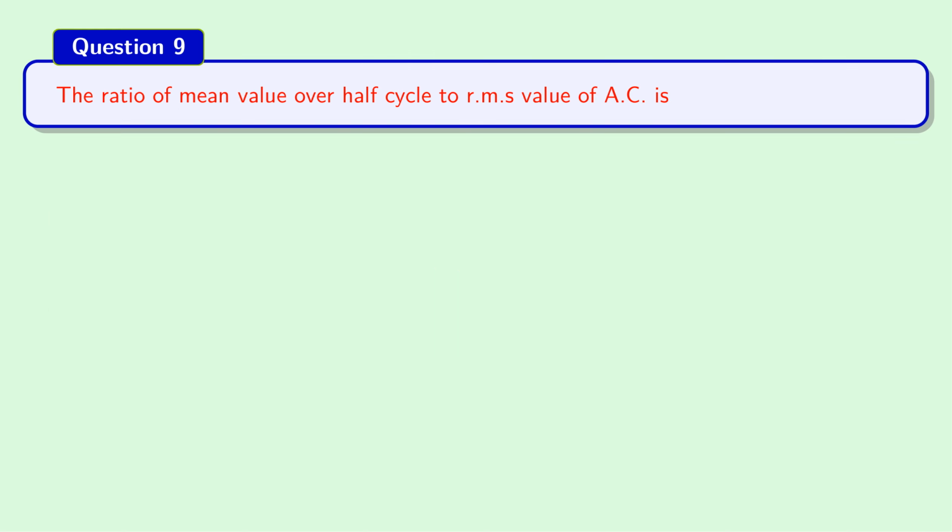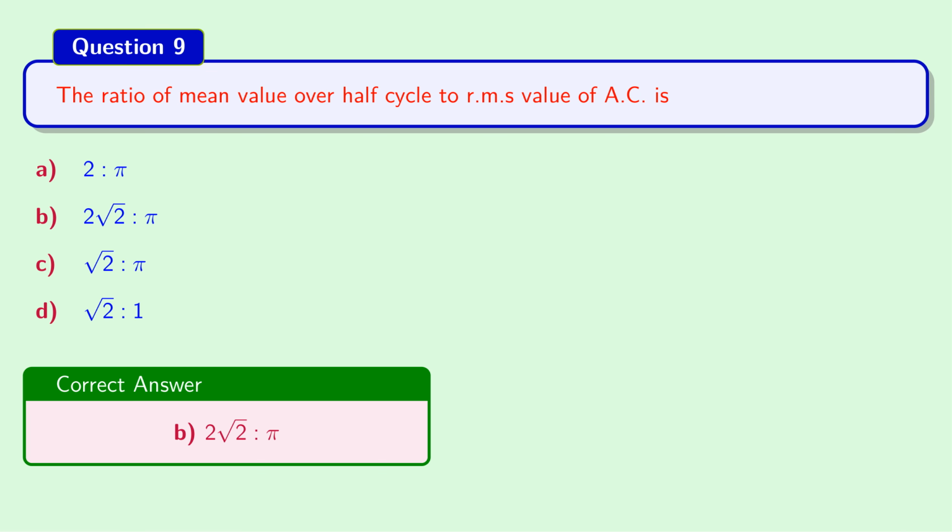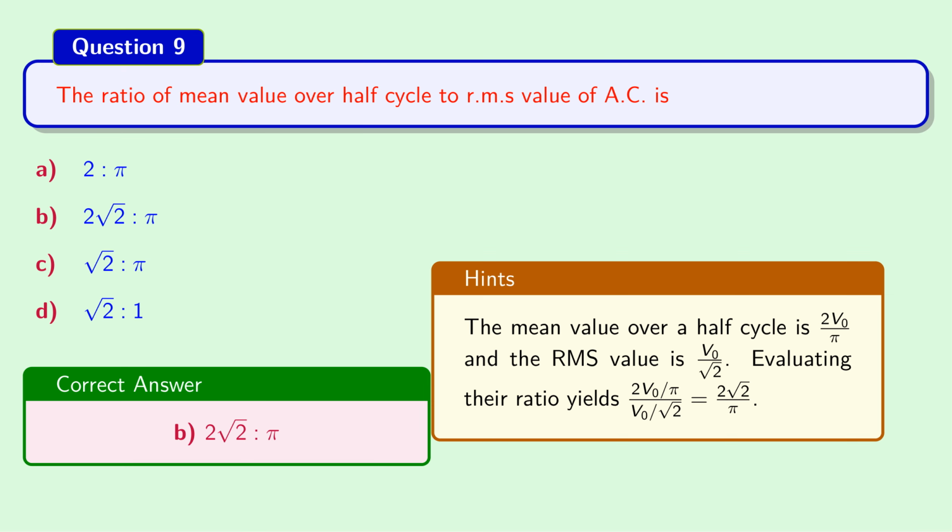Question 9. The ratio of mean value over half cycle to RMS value of alternating current is. Here are the four options: A. 2 to pi, B. 2 root 2 to pi, C. root 2 to pi, D. root 2 to 1. Correct answer is option B, 2 root 2 to pi. Quick tip for this question.